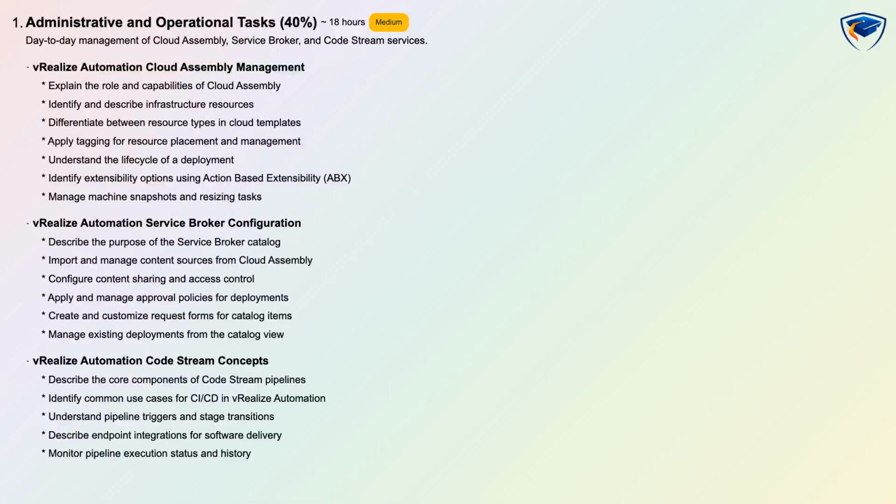The first domain, Administrative and Operational Tasks, focuses on day-to-day management of Cloud Assembly, Service Broker, and Code Stream services. You will need to learn how to manage Cloud Assembly, including resource types, tags, and extensibility options. You will also need to understand how to configure Service Broker, including catalog management, approval policies, and request forms. Additionally, you will need to learn about Code Stream concepts, such as pipeline triggers, stage transitions, and endpoint integrations.